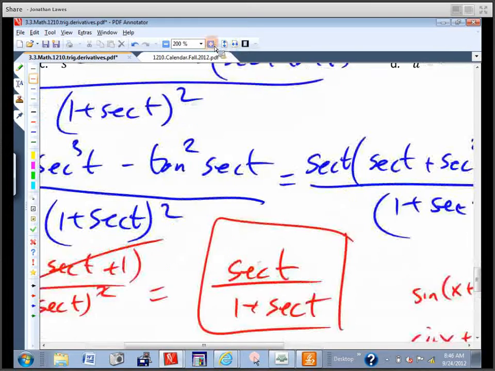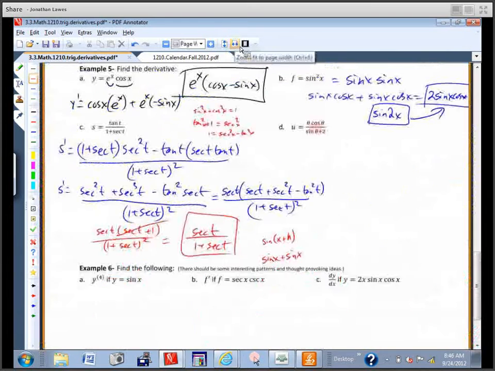Okay. Let's take a quick look at this one right here. Similar type of simplification, but what you've got here is U prime would be, well, let's think about this for just a second. Don't write this down, just watch.